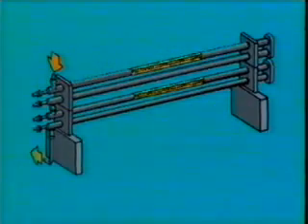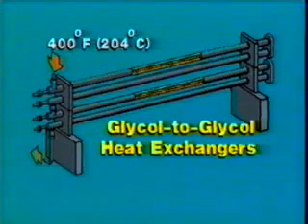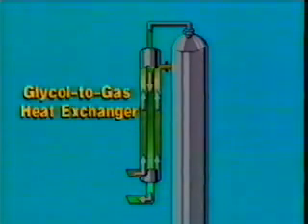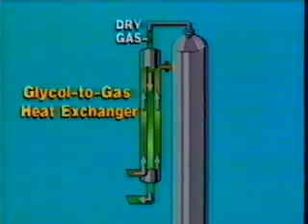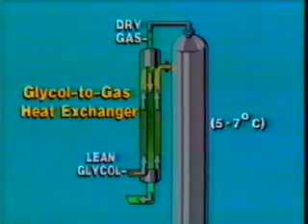The first stage of glycol cooling occurs in the glycol to glycol heat exchangers. These two heat exchangers cool the lean glycol coming from the surge tank at 400 degrees Fahrenheit to a temperature of 212 degrees Fahrenheit. The final stage of lean glycol cooling occurs in the glycol to gas heat exchanger. Dry gas leaving the contactor passes through the glycol to gas heat exchanger, where it cools the incoming lean glycol to a temperature about 10 to 15 degrees Fahrenheit above that of the natural gas entering the contactor.